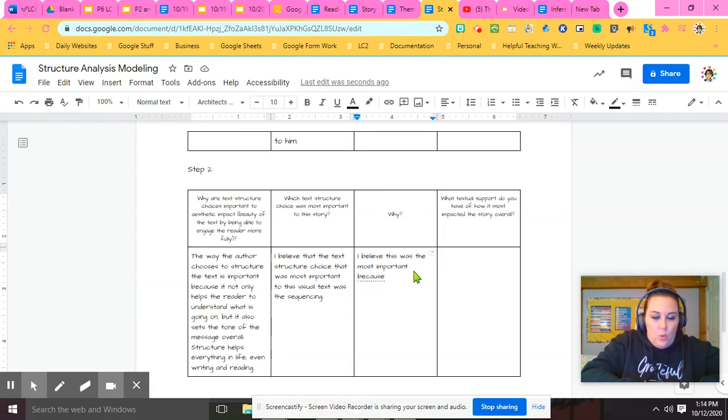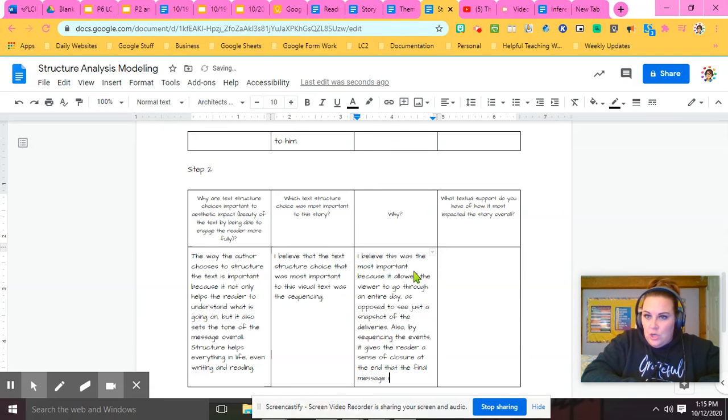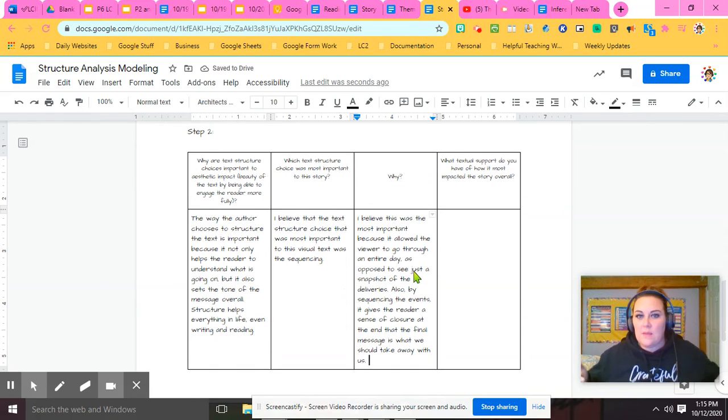I believe this was the most important because it allowed the viewer to go through an entire day as opposed to seeing just a snapshot of the deliveries. Also, by sequencing the events, it gives the reader a sense of closure at the end that the final message is what we should take away with us. What I mean by that is by having a sequence, it feels like that is truly the end. It's not like there's more to the story that we're missing.